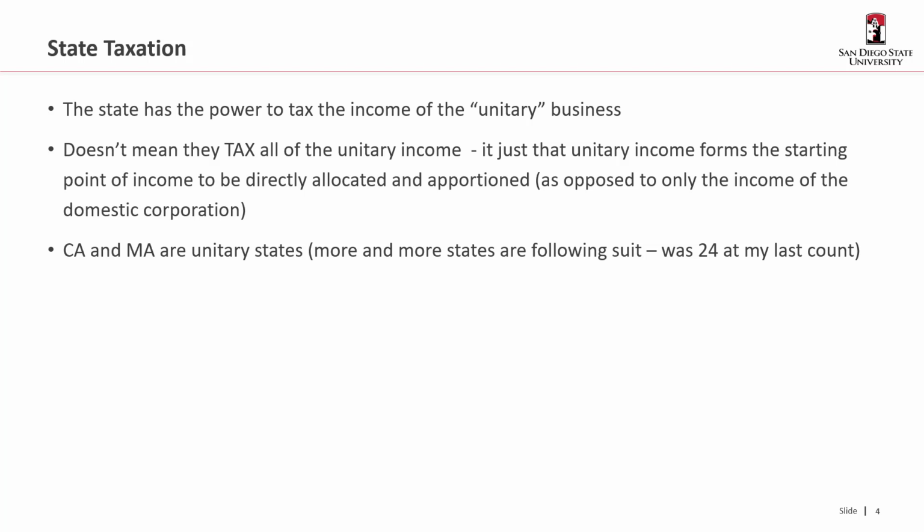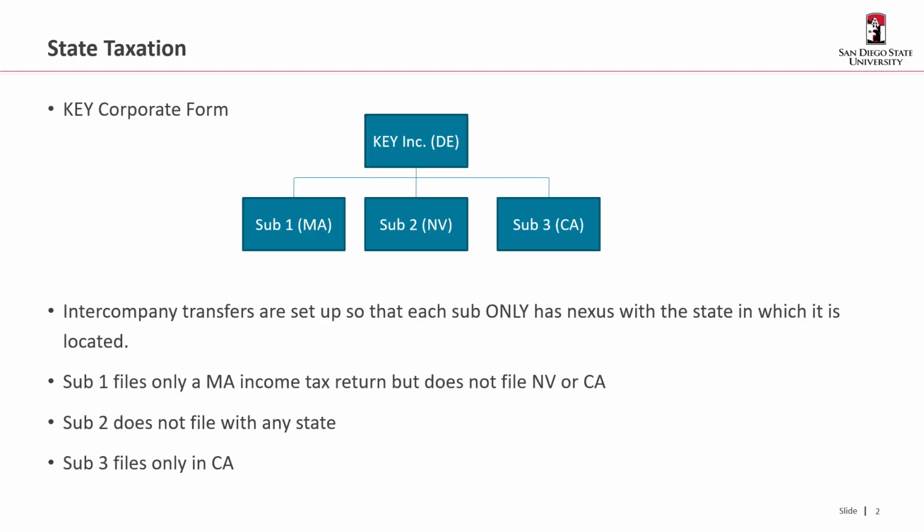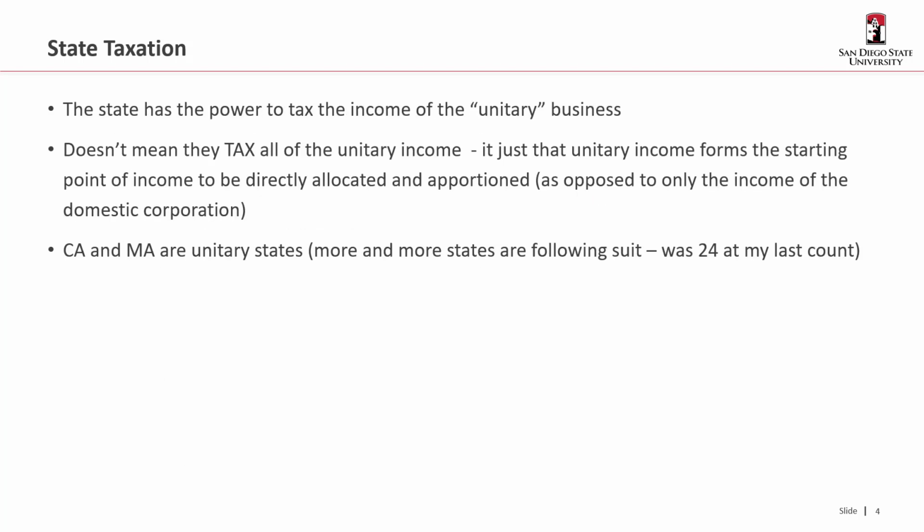So think of it as just the California subs' actions and activities are not all that's in the state tax base. It's the state tax base of the entire unitary company. So if we were to flip back, all of the subsidiaries are unitary. Okay. So California and Massachusetts, for example, are both unitary states. More and more states are going unitary. At my last count, there were 24 of the states that had a unitary concept in place.